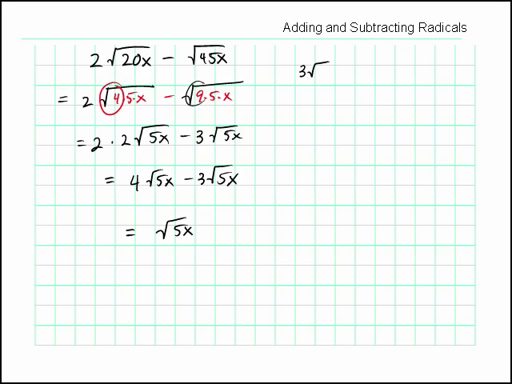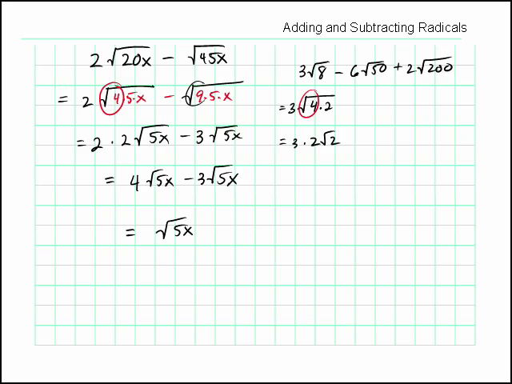Here's another one. 3 square root 8 minus 6 square root 50 plus 2 square root 200. All right, we're going to simplify each radical first. 8 is 4 times 2. The square root of 4 is 2, so this is going to be 3 times 2 square root 2.